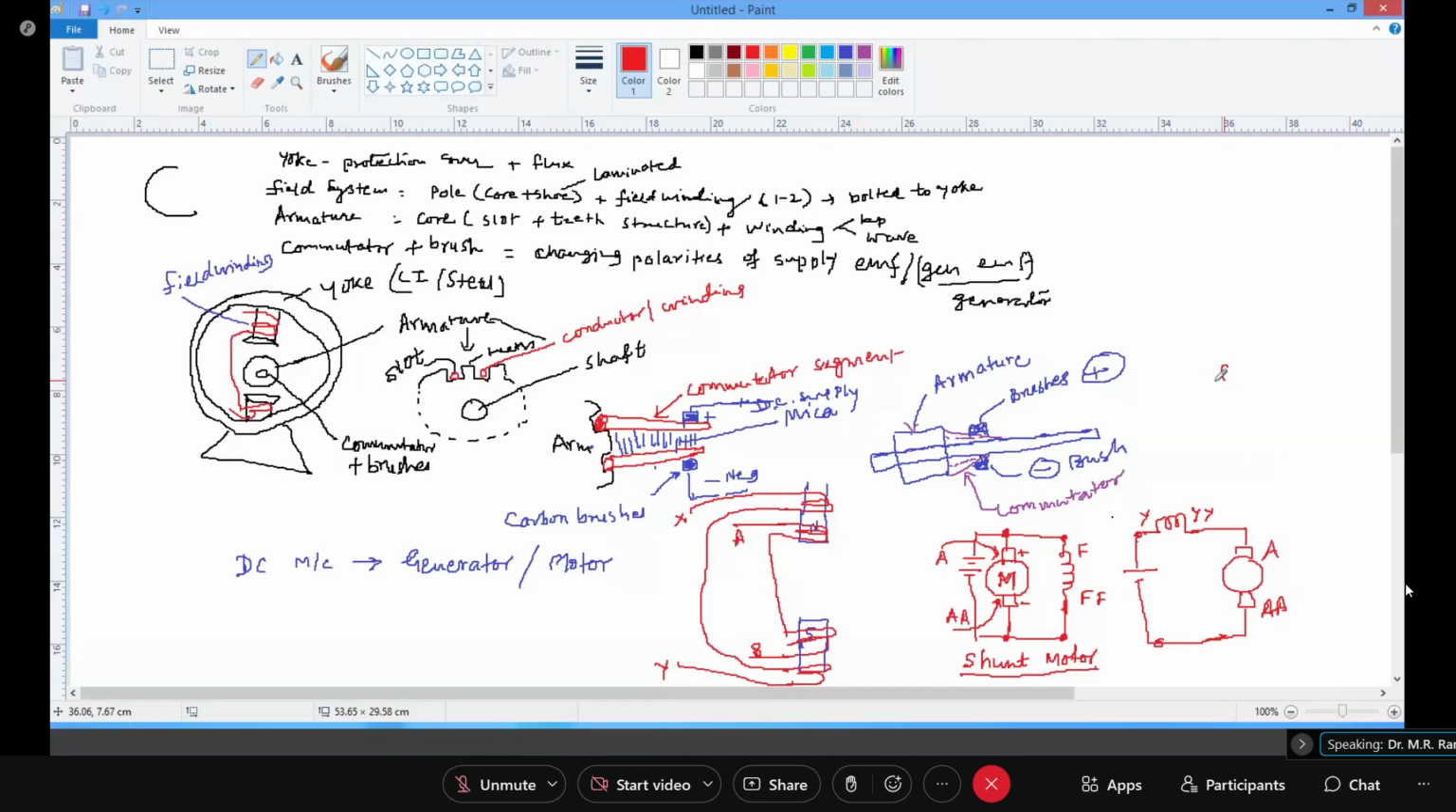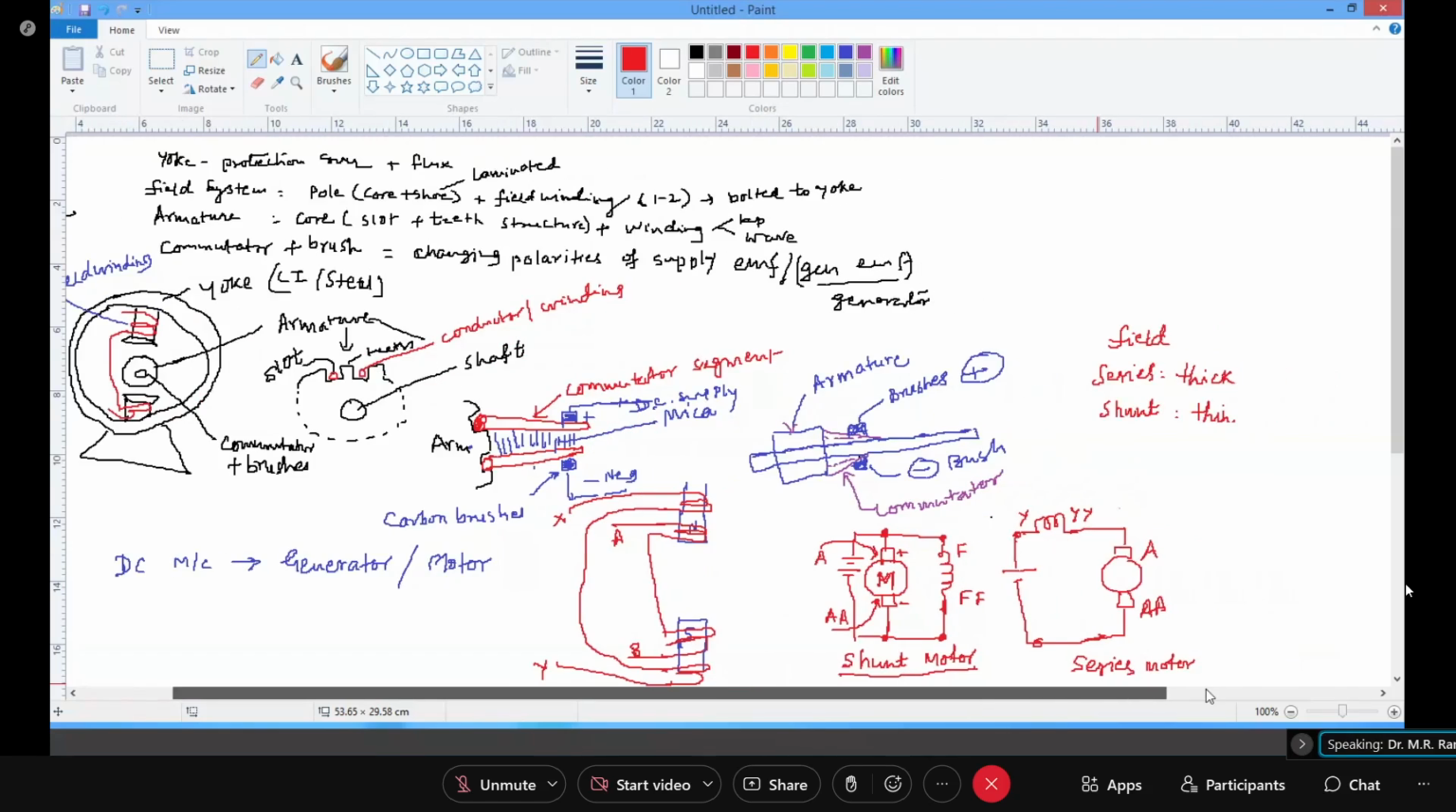Now the series winding will be thicker because it has to carry the same current as the armature. Therefore, it is thick copper winding. And the shunt field has to carry a very small current, so the copper will be thinner compared to this. Compared to series, the shunt field winding will have thinner conductors, and the series will have thicker conductors. Now this becomes a series motor.